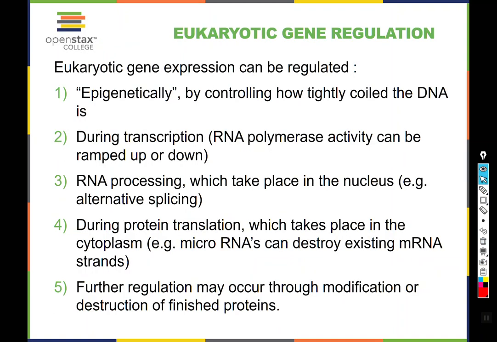Okay, so eukaryotic gene regulation. Lots of different ways to do it. So one is epigenetics, and that one controls how tightly coiled the DNA is around the histones. And you can also put a methyl group on top of the DNA. It's called methylation, and that successfully inactivates genes as well.